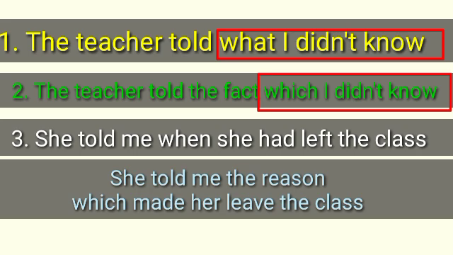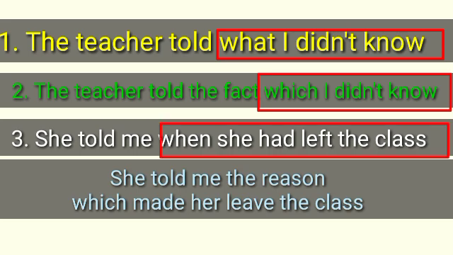She told me the reason which made her leave the class. In the sentence, she told me when she had left the class, "when she had left the class" is a subordinate clause, but it is a nominal finite WH clause, while in the second sentence, she told me the reason which made her leave the class, "which made her leave the class" is again a subordinate clause, but it is not a nominal clause.